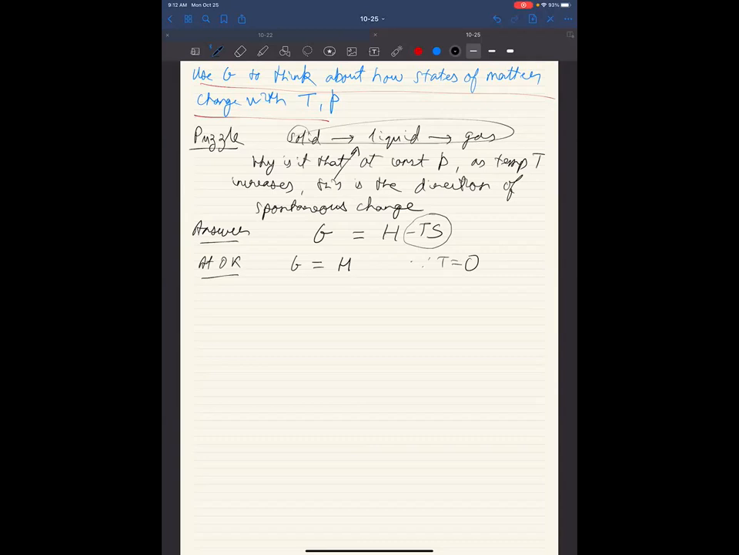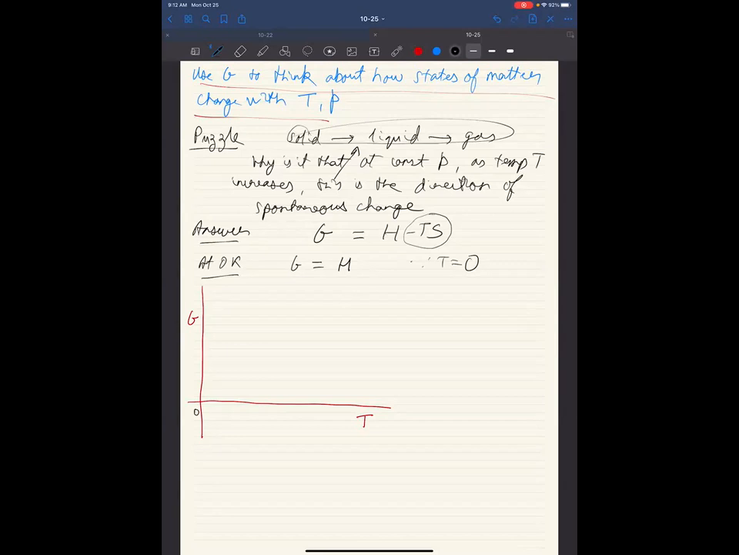So, but let's be more rigorous about it. So at 0 temp, so what we want to do is to make a plot which will capture G as a function of temperature for all three states of matter, for solid, for liquid, and for gas. We want to make a plot for G versus temperature for all of them.